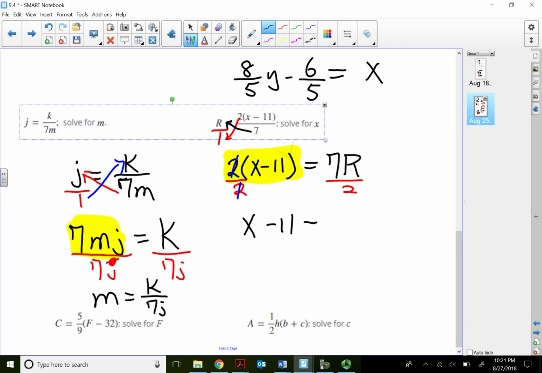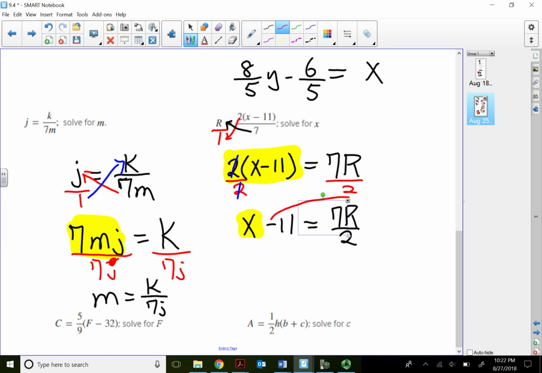All right, equal sign in the middle. The right side is 7r over 2. So now my equation has 3 terms. x is still what I'm solving for, so this is a variable term. Positive, let it stay. So who do I need to move? Negative 11 needs to go over.